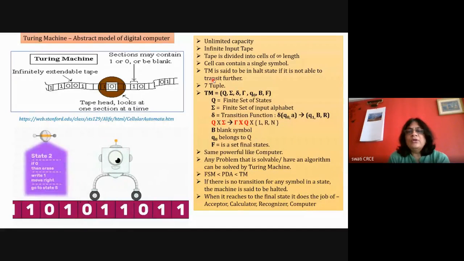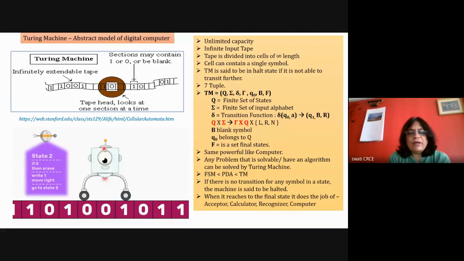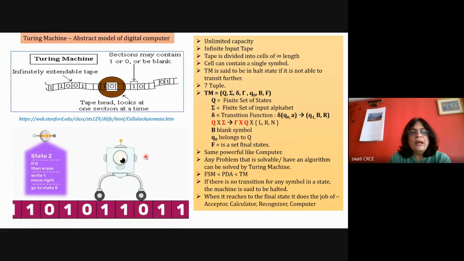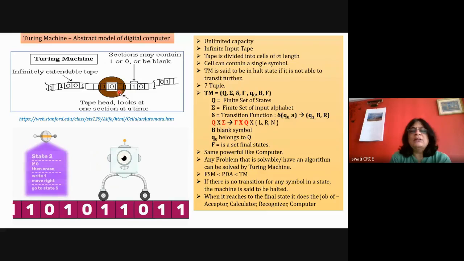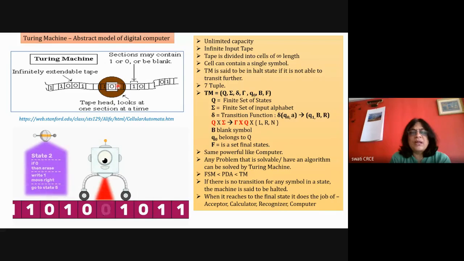Your input tape is divided into cells of infinite length. This input tape is divided into multiple cells. A cell can contain a single symbol, and the Turing machine is said to be in the halt state if it is not able to transit further. If the Turing machine cannot transit, it is stuck at a particular location, then we can say that it is halted.